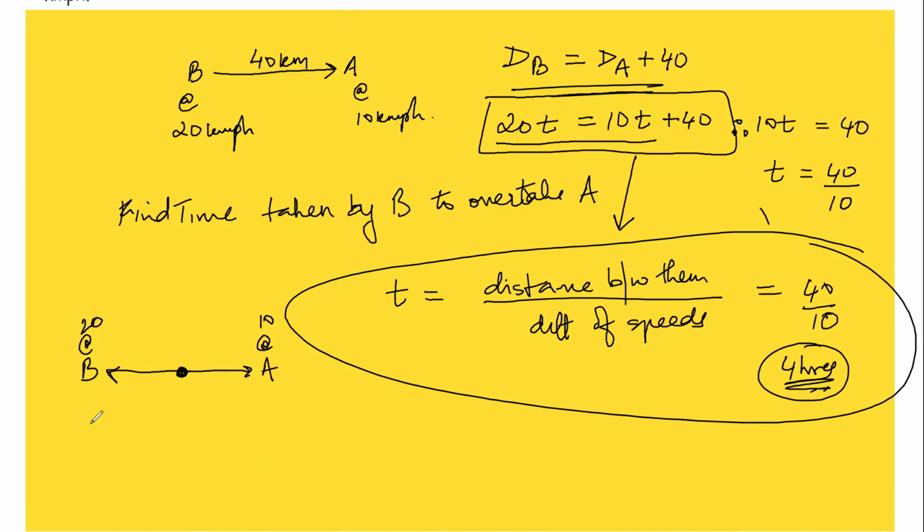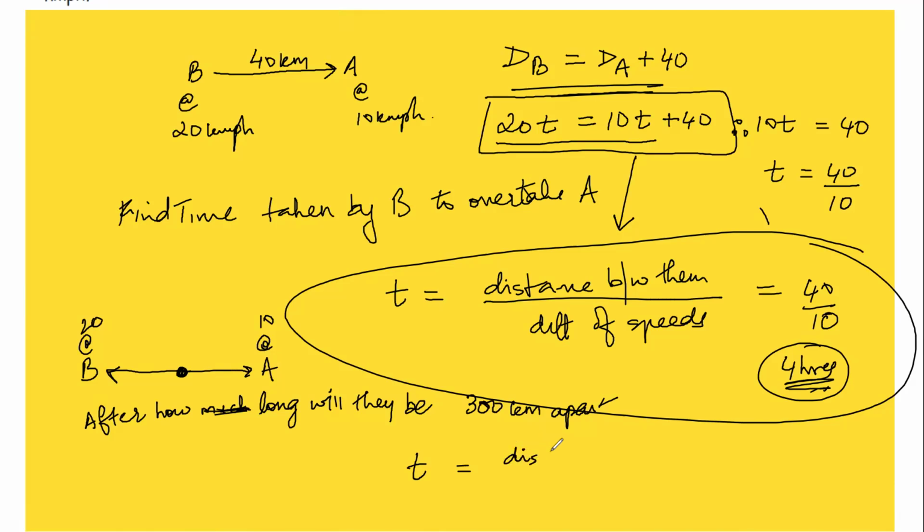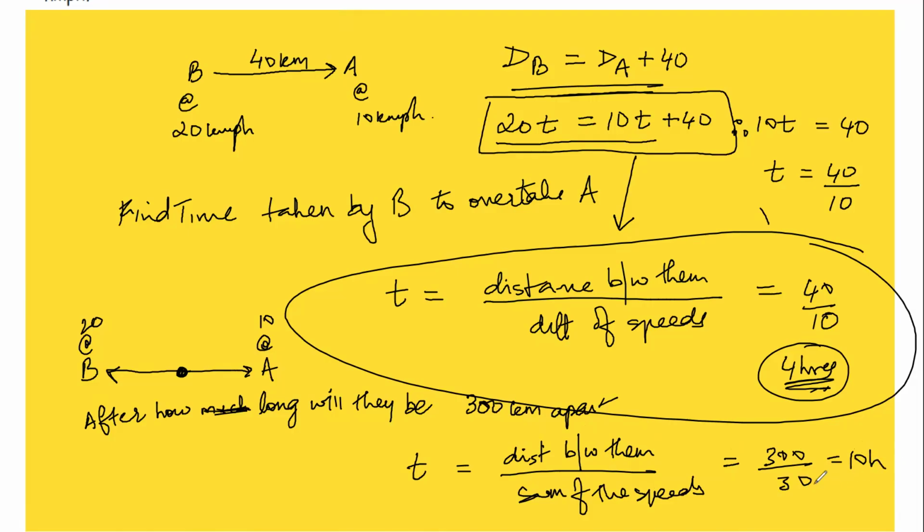So let's say the question is, after how long will they be 300 kilometers apart? So the formula is time is the distance between them over, and this time remember it will be the sum of the speeds. So the distance between them is 300 and the sum of the speeds is 30. Therefore I got 10 hours. After 10 hours they'll be 300 kilometers apart.